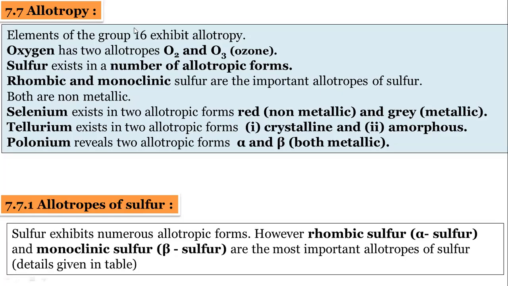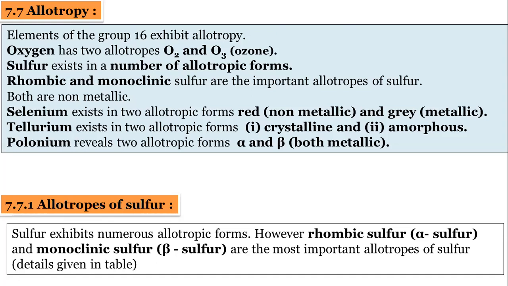Then I am coming to allotropy. You are familiar with this word allotropy from 11th standard also, in the chapter on group 13, group 14 and group 15 elements. In that chapter we already learned about the allotropy of carbon, diamond and graphite. These are the allotropes of carbon. Allotropes means the chemical properties are the same, but the physical forms are different. Such compounds are called allotropes.